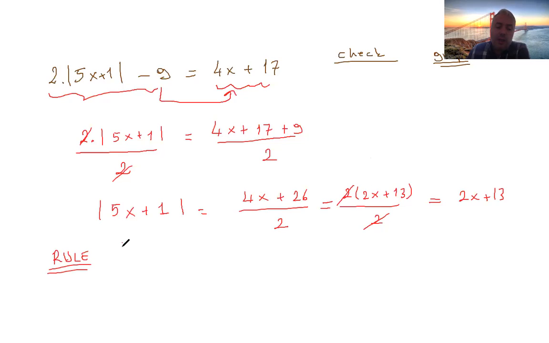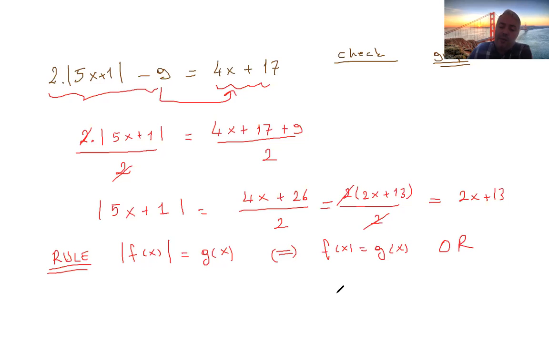Rule: the absolute value of f of x is equal to anything. It could be even a number, it could be even this kind of function. So in terms of functions, the rule is this: f of x equals g of x, or f of x equals negative g of x. By using this information, I will solve the question. How will I solve the question?